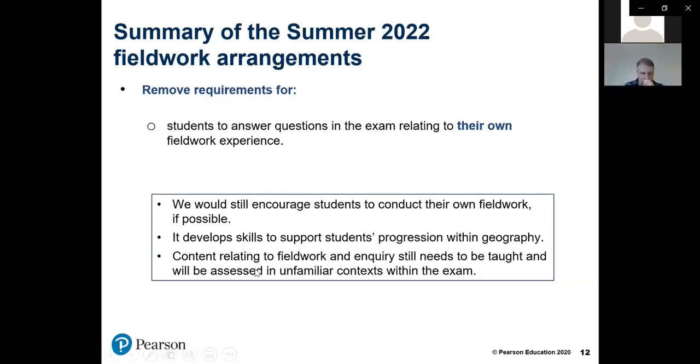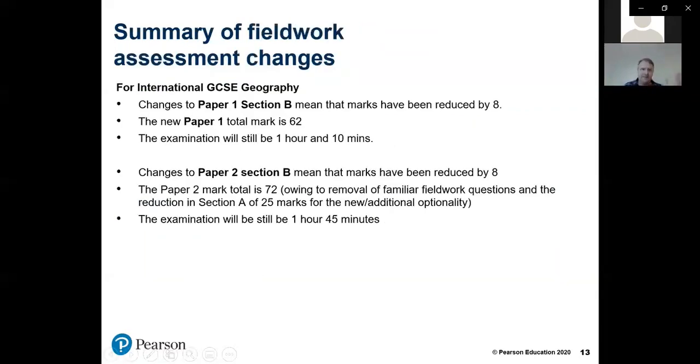Okay, let's have a look at this. So yeah, here we go. It's answered the question I struggled to answer about 5 minutes ago. Paper 1, section B, marks have been reduced by 8, the familiar fieldwork marks. So the new paper total is 62, and the examination will still be those 70 minutes, 1 hour and 10 minutes. Again, the rationale is if taking out marks is already changing the exam to some extent, if we then change the timing, it makes it difficult.